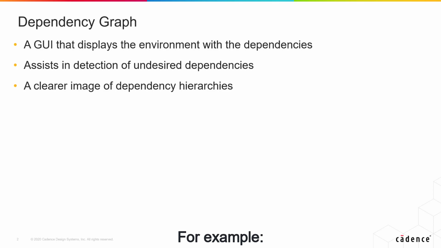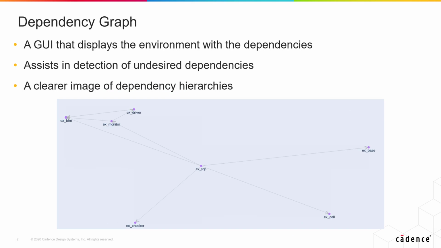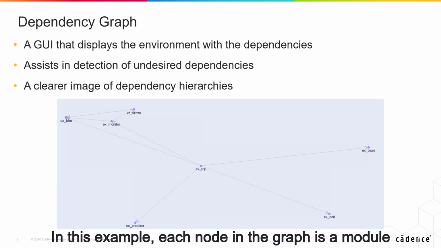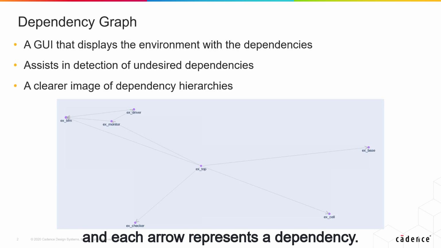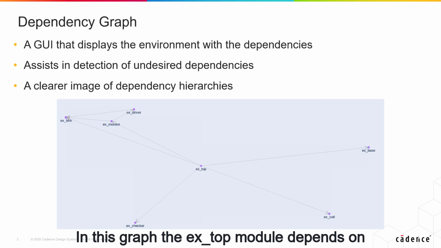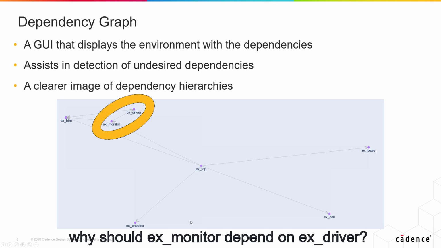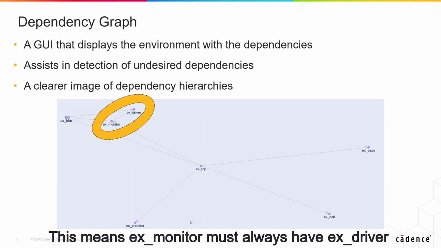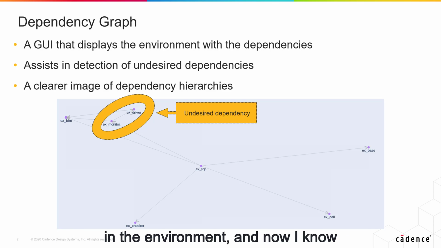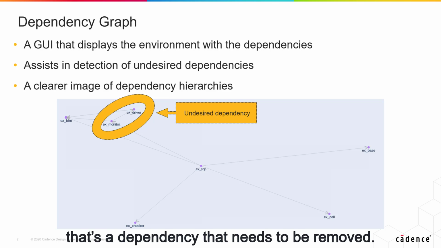For example, in this example, each node in the graph is a module, and each arrow represents a dependency. In this graph, the xtop module depends on the xchecker module. But hey, why should xmonitor depend on xdriver? This means xmonitor must always have xdriver in the environment. And now I know that's a dependency that needs to be removed.